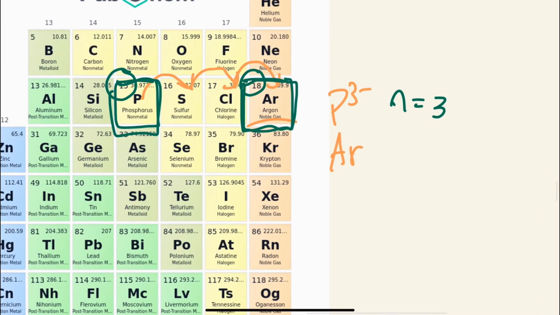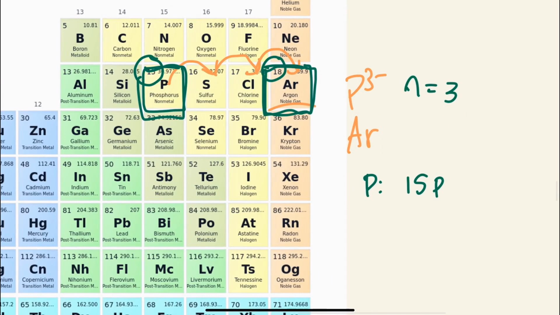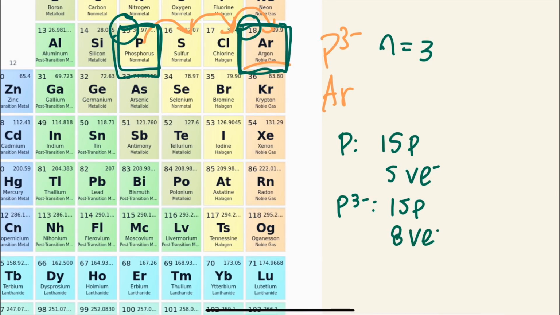So what I would do is I would write down some data for each one. My neutral phosphorus has 15 protons, and it has 5 valence electrons. My anion has 15 protons still, and it has 8 valence electrons. So we cannot explain this with protons. We cannot also explain this with the number of shells because they're within the same shell.